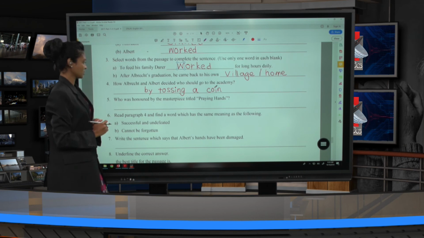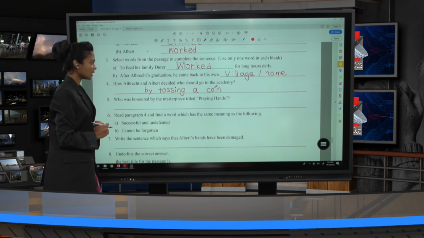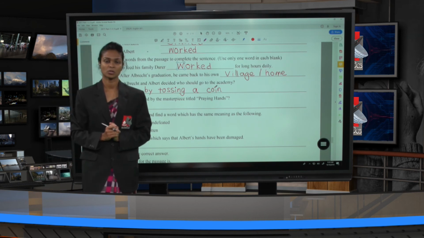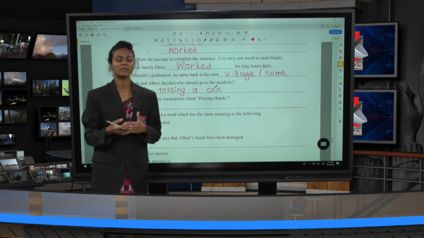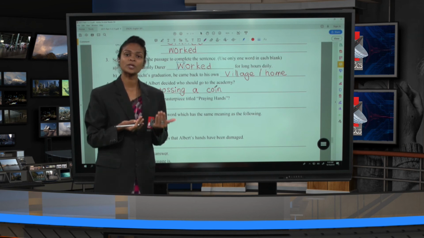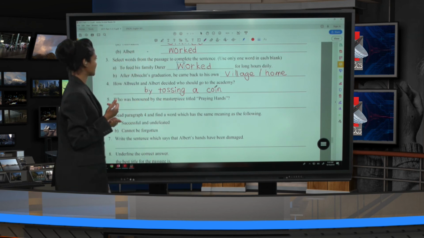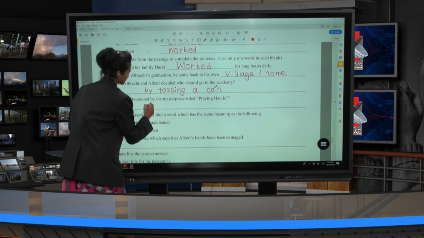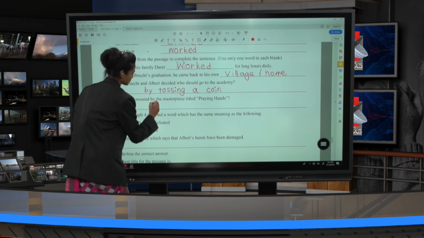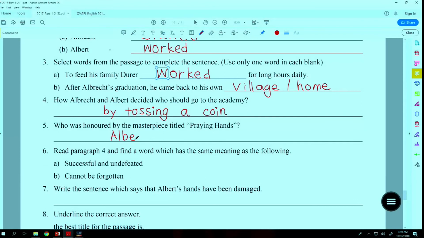Then fifth, who was honored by the masterpiece titled Praying Hands? Who was honored? කාවද ගරු කෙරුවේ? කාට ගරු කිරීමක් වශයෙන්ද? Then definitely it is Albert. Albert, or you can use Albert's brother.